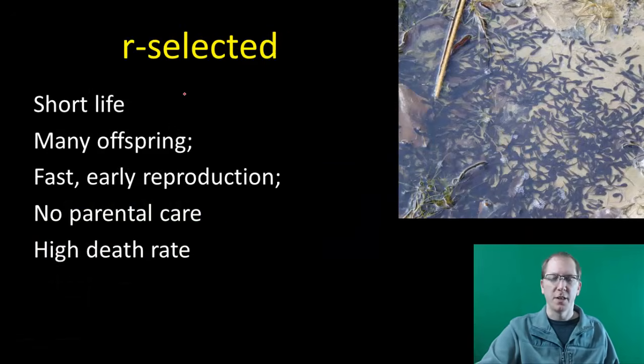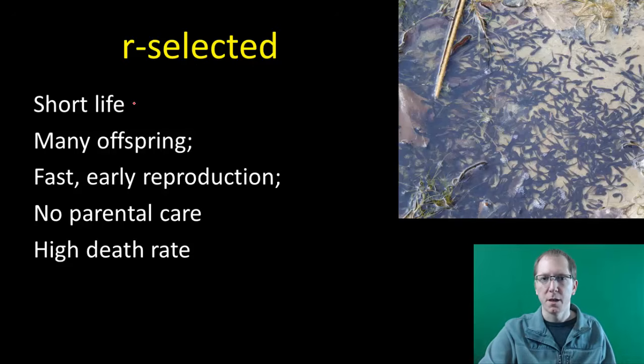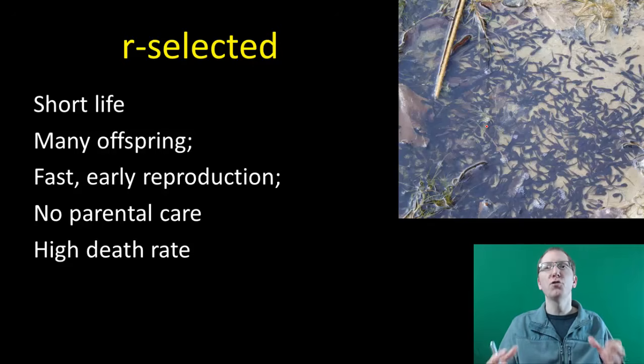So, R-selected, these guys are going to be considered opportunistic because they have short lifespan, but they produce many, many, many offspring. These guys reproduce like crazy. So in the right conditions, they can reproduce very rapidly because there's so many offspring.